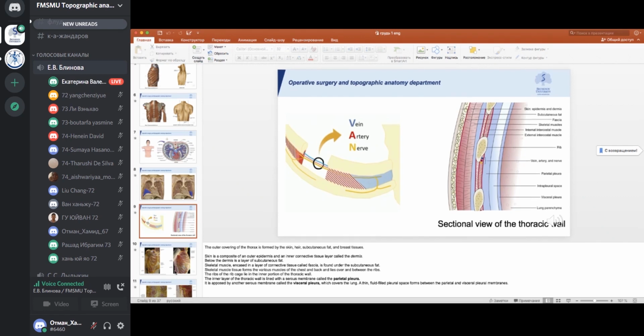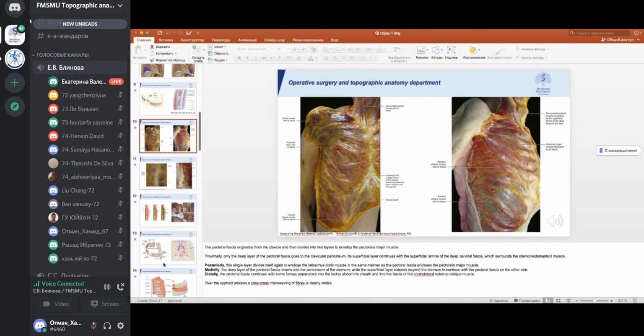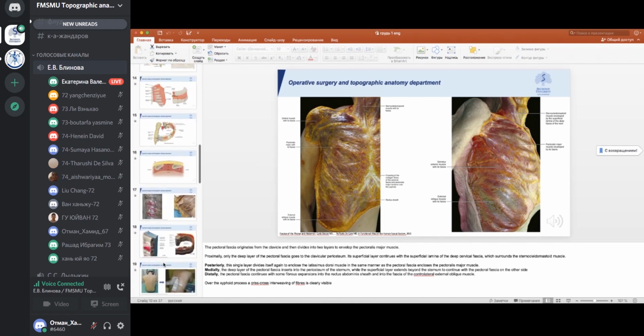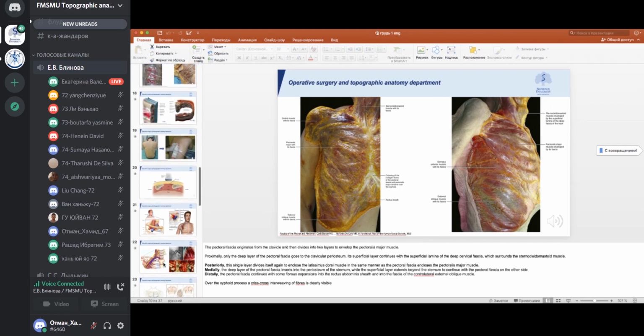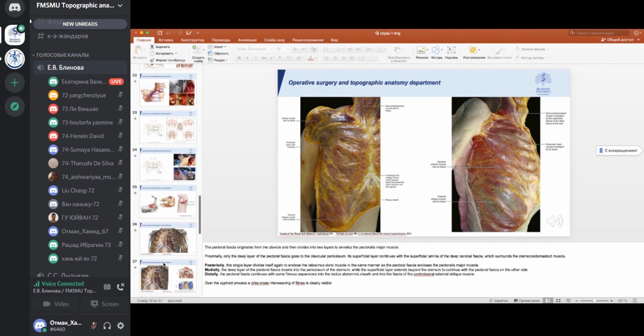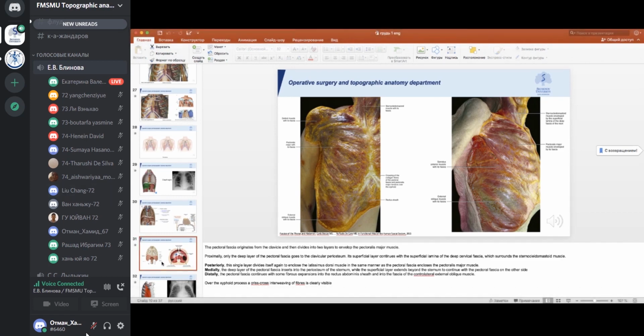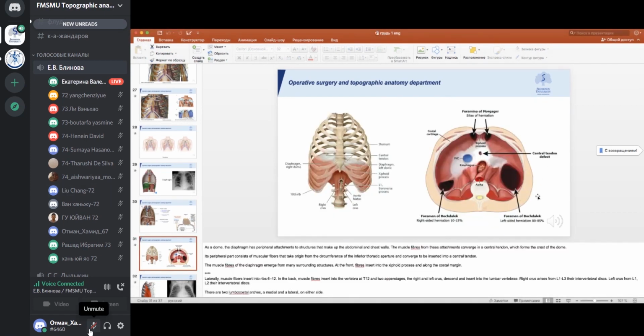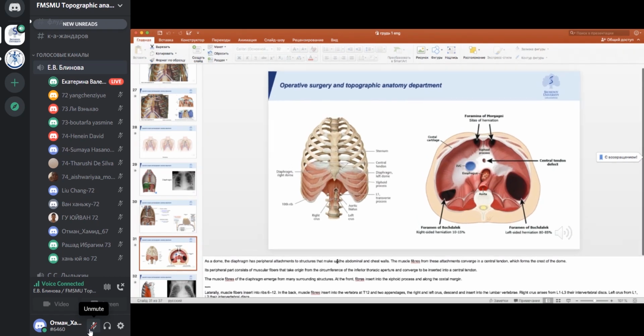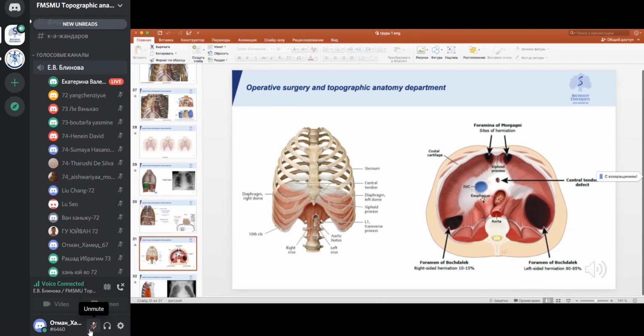The next is the diaphragm. The diaphragm is a musculotendinous organ which borders the thoracic cavity and abdominal cavity. It has muscle fibers and a tendon part.